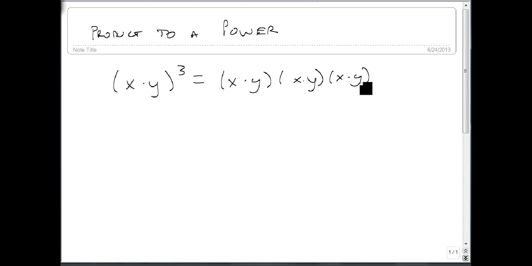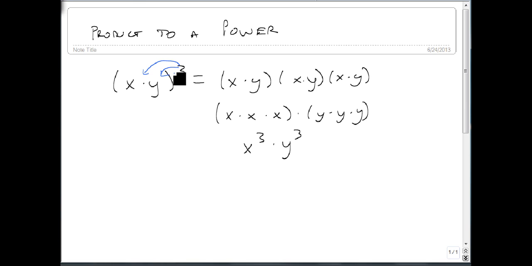Using the commutative property, we can move this around and rewrite this as x times x times x times y times y times y. Notice that we get x cubed times y cubed, which is just the same thing we would have gotten as if we had moved this cube through and used the power to a power rule on the two different pieces. So, a times b to the m becomes a to the m times b to the m.